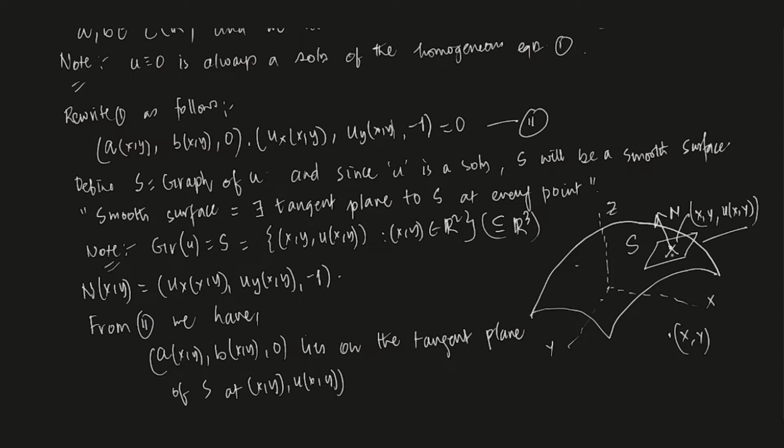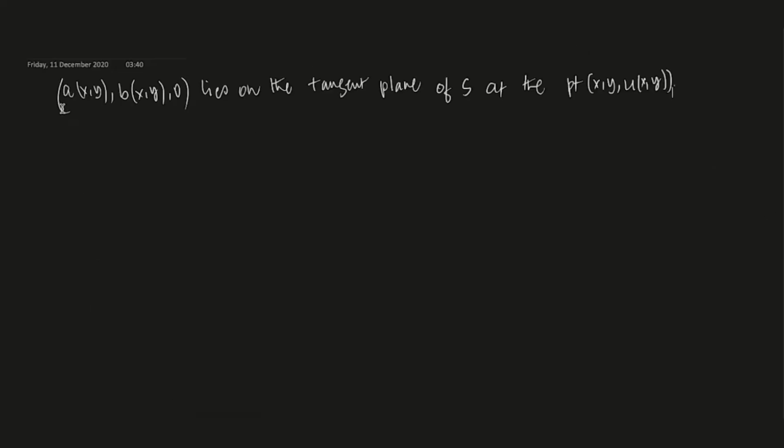So at the point (x, y, u of x, y), there is a tangent plane, and it means that (A, B, 0), this vector, lies on the tangent plane, because the dot product of this vector with that normal is 0. And this holds for any point (x, y). (x, y) is an arbitrary point in R2, right? This holds for any point (x, y).